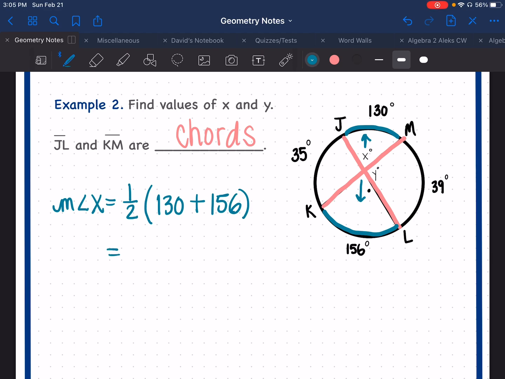So 130 plus 156 is 286. And remember, half of 286 is the same as saying 286 divided by 2. They're the same thing. And I get 143 degrees either way.